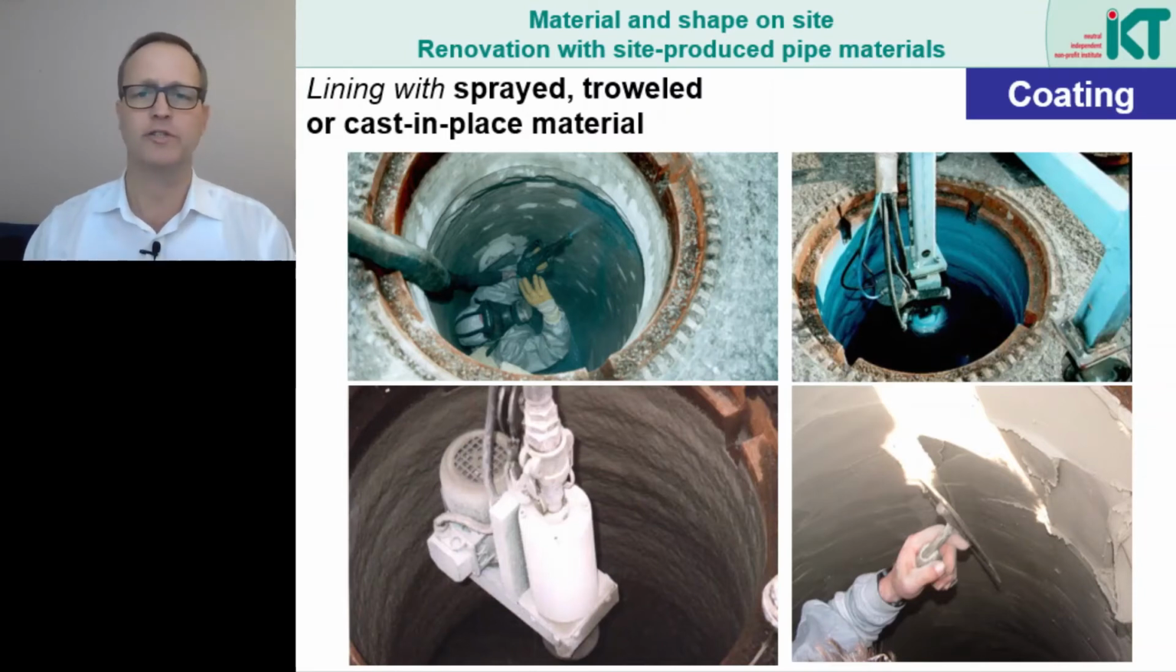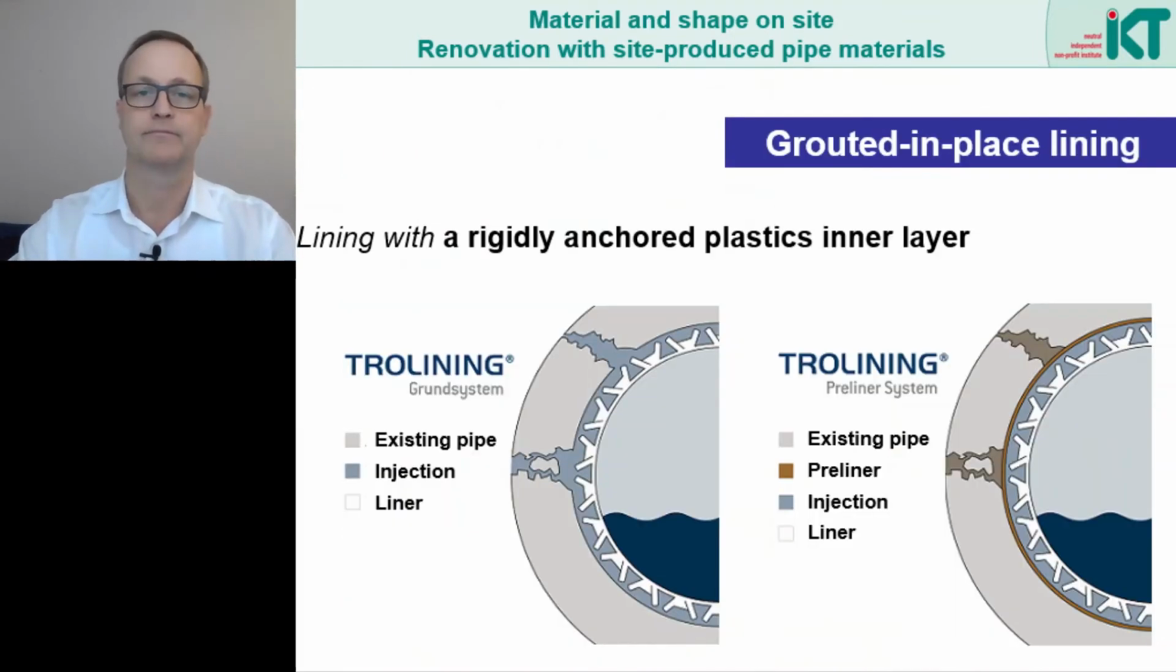With all coatings, care must be taken to ensure good surface preparation. The bond strength between old and new material depends largely on the strength of the old material and how well the new material interlocks with the substrate. Before coating, the old sewer wall must therefore always be removed down to the load-bearing substrate.